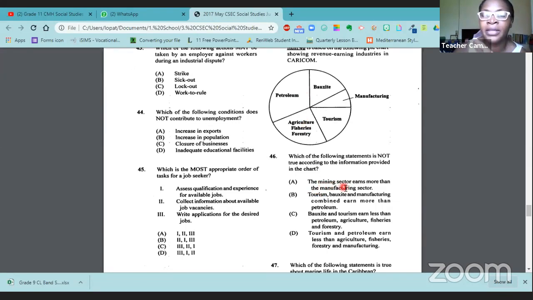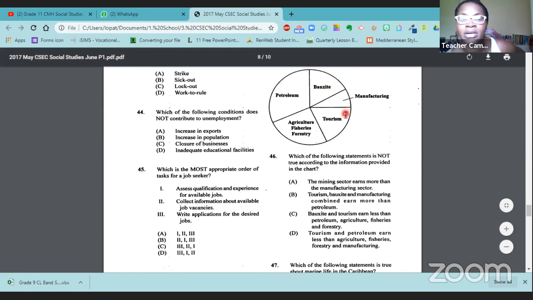Let's look at them individually. The mining sector earns more than the manufacturing sector. Yeah, bauxite, petroleum. The mining sector earns more than the manufacturing sector. Oh, all right. That could be correct. Tourism, bauxite, and manufacturing combined earn more than petroleum. Tourism, bauxite, yes, that is true. So that's not the answer we're looking for.